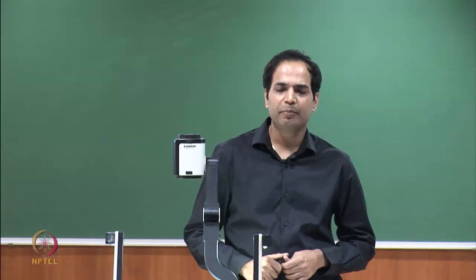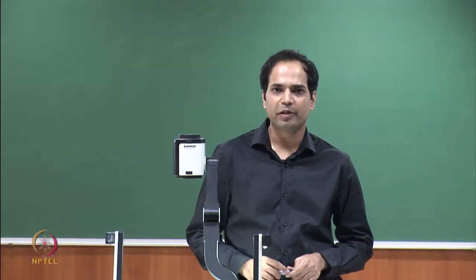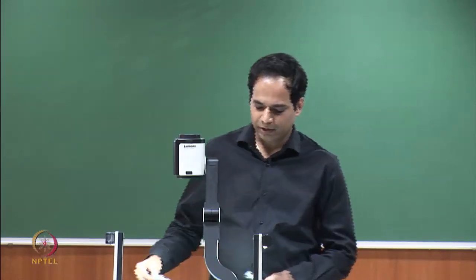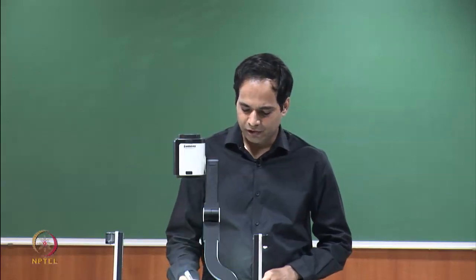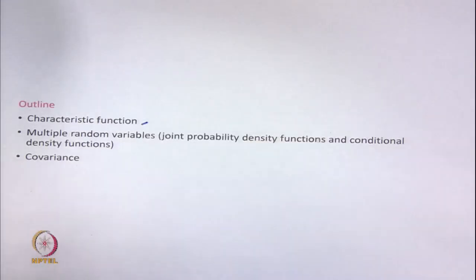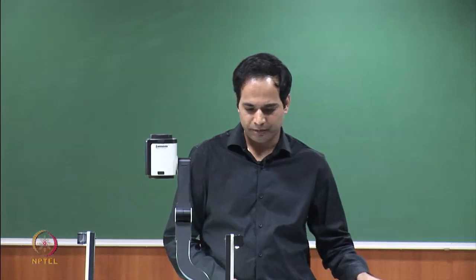Then we derived an important property related to Gaussian random variables: any linear function of a Gaussian random variable is a Gaussian random variable. In this lecture, we would like to talk about another important concept, characteristic functions. Then we will talk about multiple random variables. So far, I have been taking just one single random variable. Now we will see what happens if we have more than one random variable, and then we will talk about the covariance. That is the new concept.